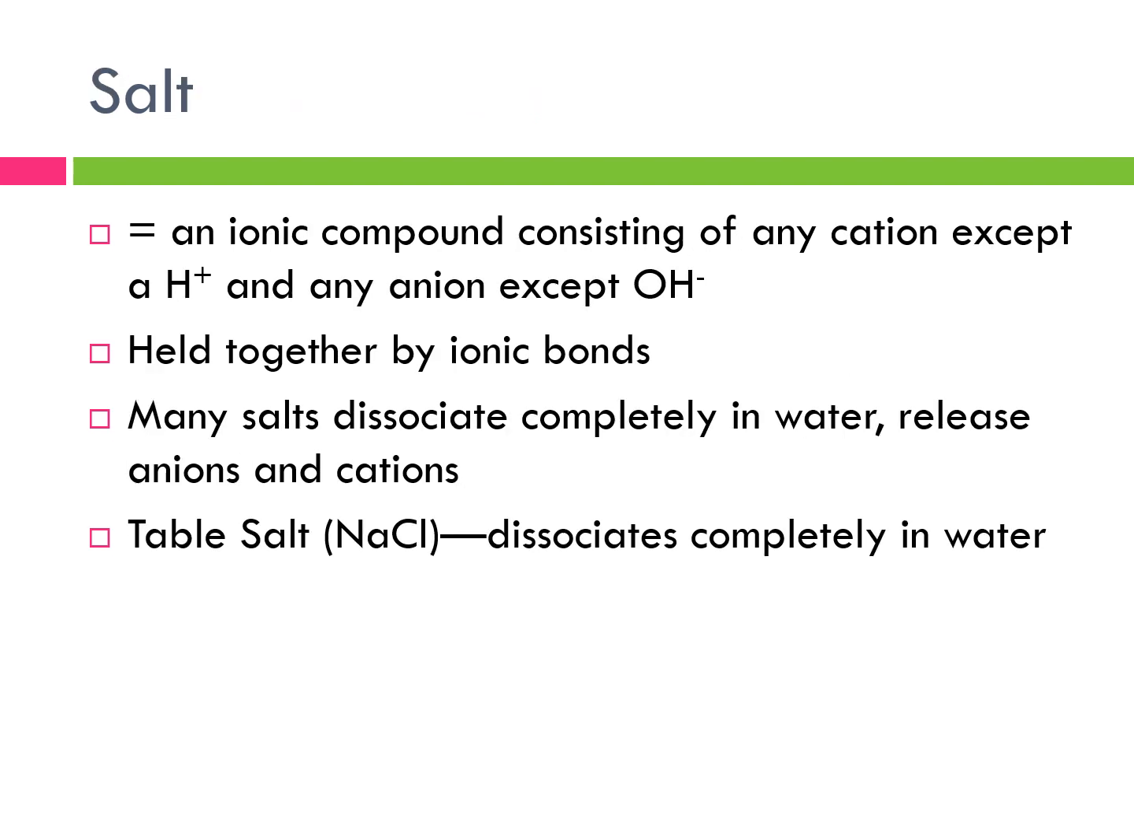A salt is an ionic compound consisting of any cation except hydrogen and any anion except the hydroxide group. They're held together by ionic bonds, and most of them completely dissociate in water and release their anions and cations. Table salt, which is sodium chloride, will dissociate completely in water.